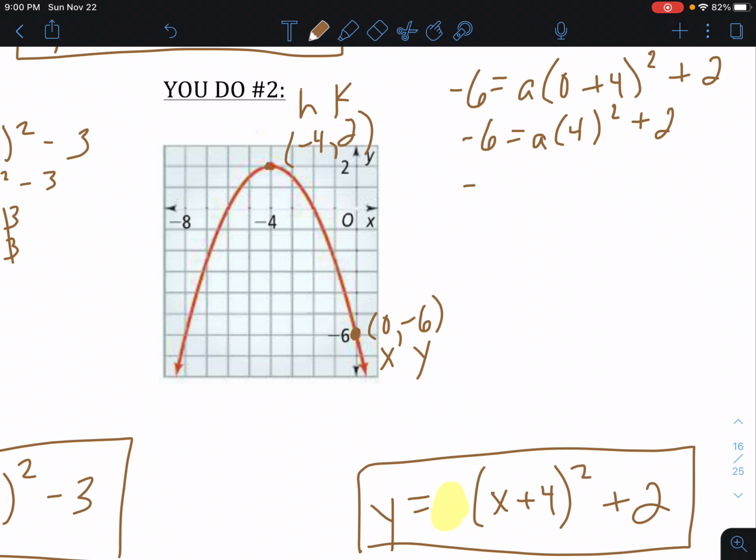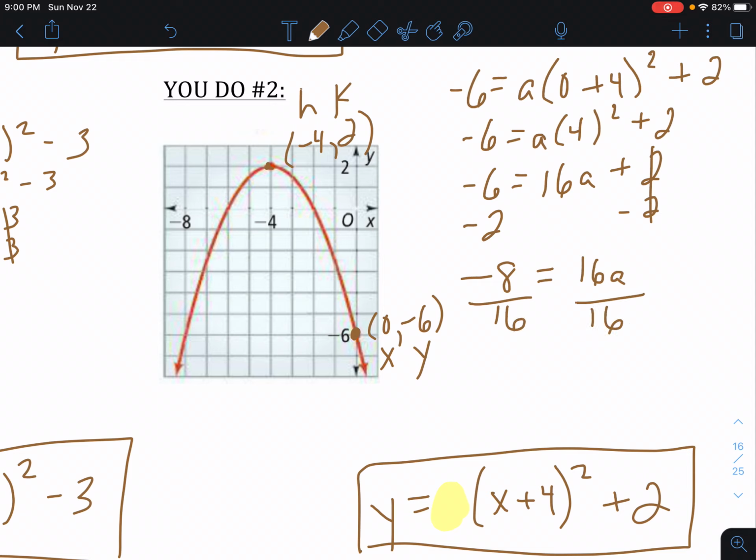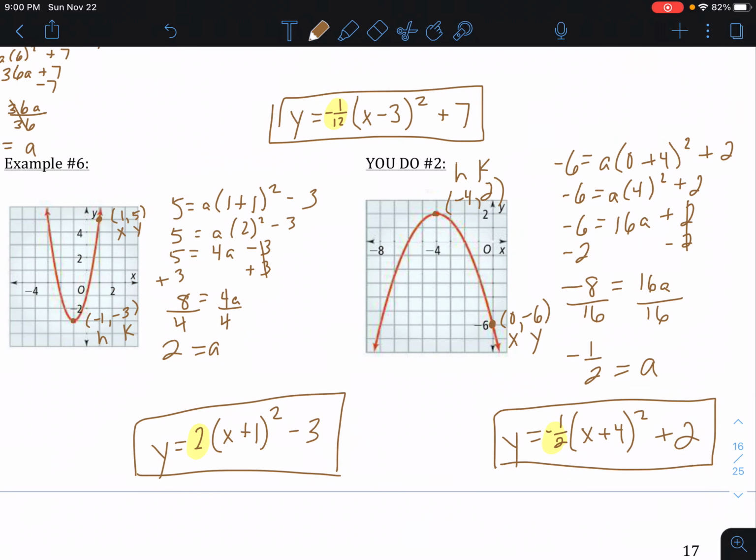Then do 4 squared, exponent. So that would be 16, 16a. Then subtract 2 from both sides. And then divide by 16. So that simplifies to -1/2. And now input that in for your a, and you're done. And that is the end of today's lesson on vertex form of quadratic.